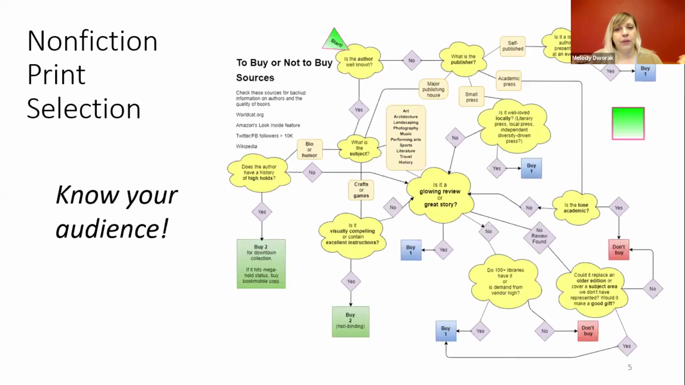Okay, so now about how I make nonfiction selection decisions. I am a person who loves charts and formulas, and I need to think logically through a process, because we're talking about spending a lot of money on books. So several years ago, I made this wacky decision chart, and it all starts with, is the author well known? I like to ask all of these different questions to tell me, is this likely going to get checked out, or is it going to sit on the shelf?